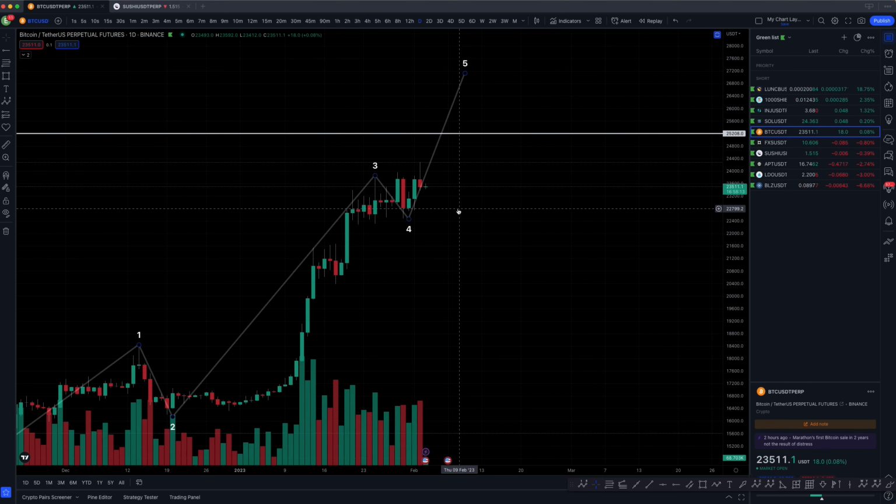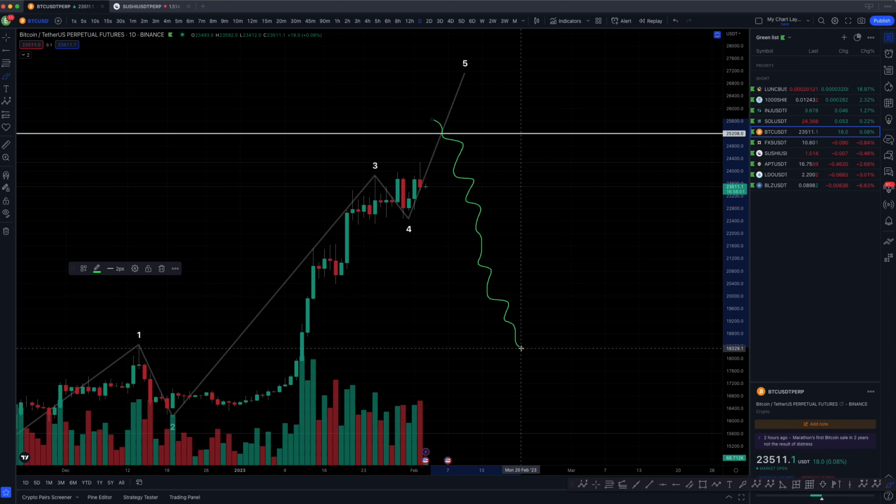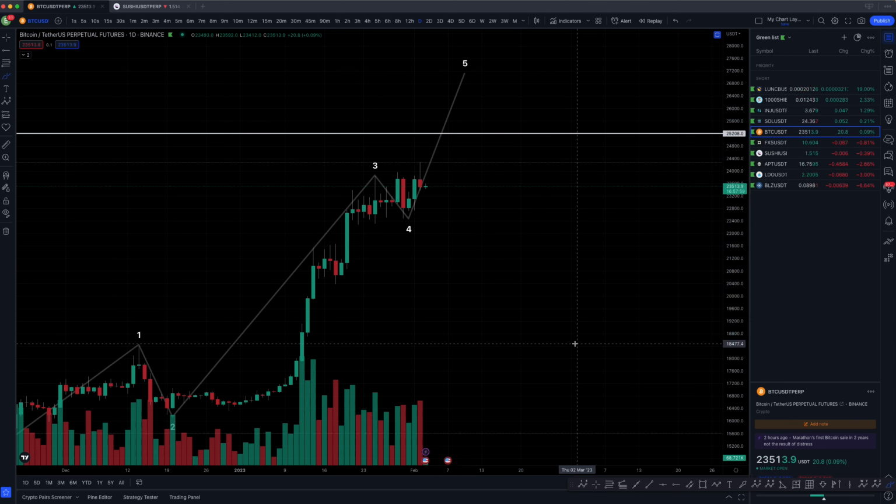Okay, and from there the drop will be very sharp in my opinion, because that will be a big bull trap. So I'm still having that opinion unless BTC shows some miracle and it keeps pumping.